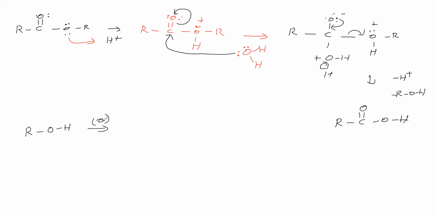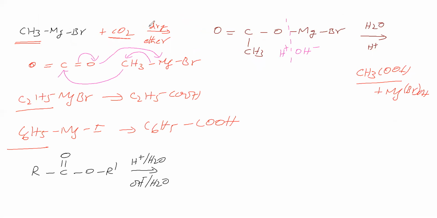Alcohol on oxidation gives carboxylic acid. Cyanide undergoes hydrolysis in the presence of acid or base, giving carboxylic acid. Then we have discussed Grignard reagent with carbon dioxide. Grignard reagent with carbon dioxide in the presence of dry ether gives carboxylic acid.